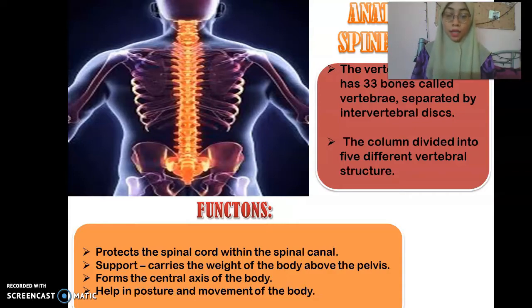The spine also has functions. First, it protects the spinal cord within the spinal canal. As a support, it carries the weight of the body above the pelvis. It also forms the central axis of the body, and lastly it helps in posture and movement of the body. For example, in the cervical vertebra, we have C1 and C2, which are the atlas and axis, whose function allows movement of the head.